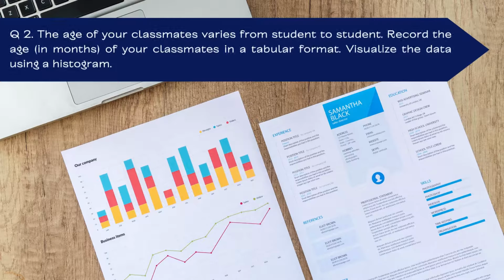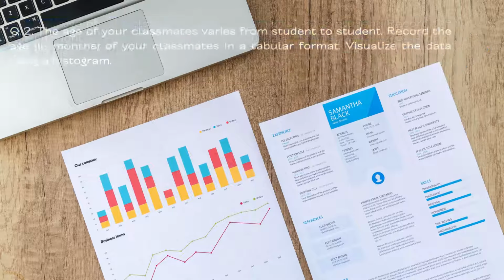The age of your classmates varies from student to student. Record the age, in months, of your classmates in a tabular format. Visualize the data using a histogram.